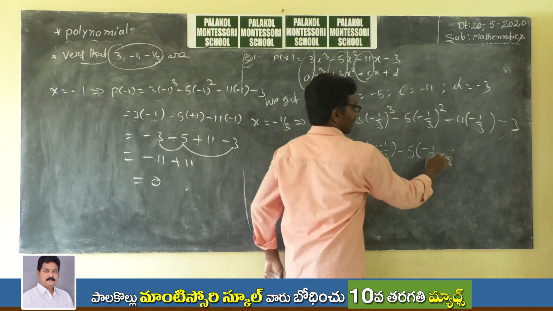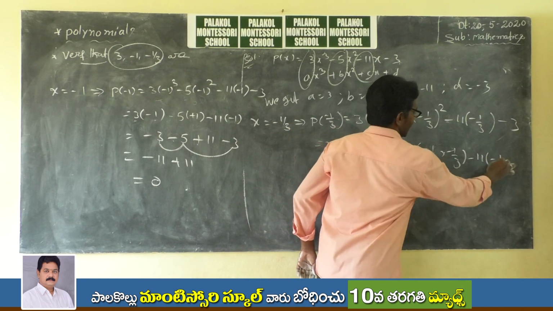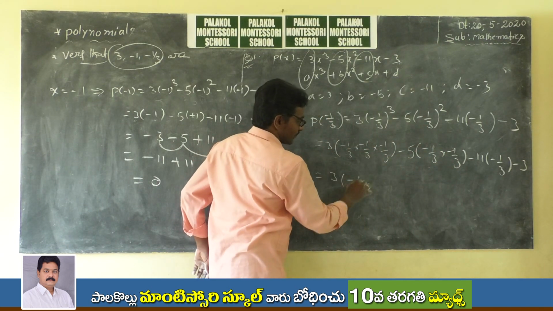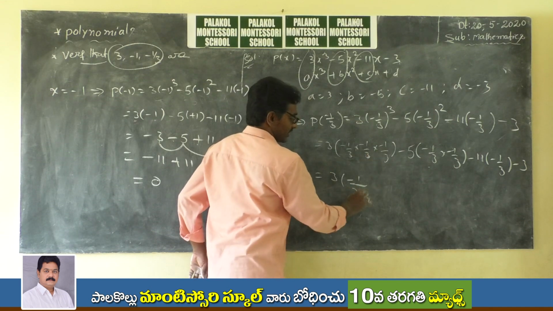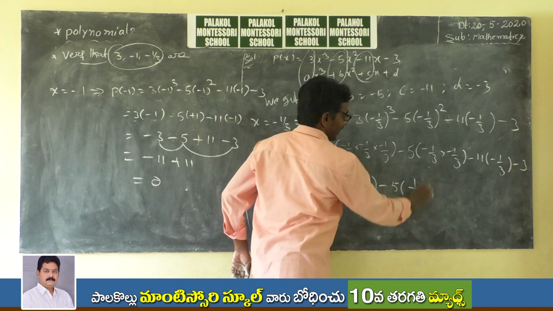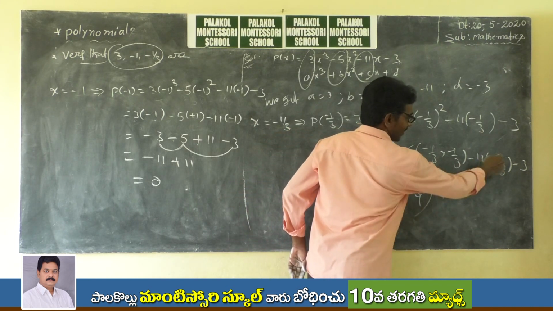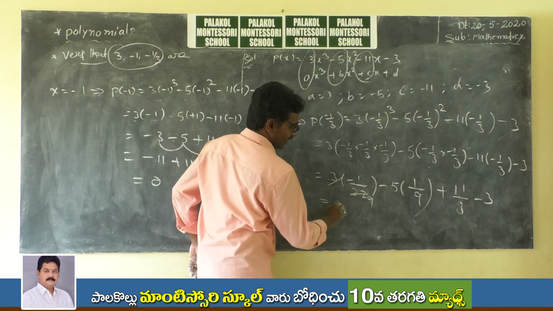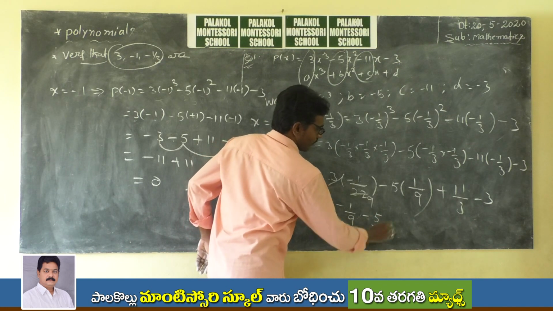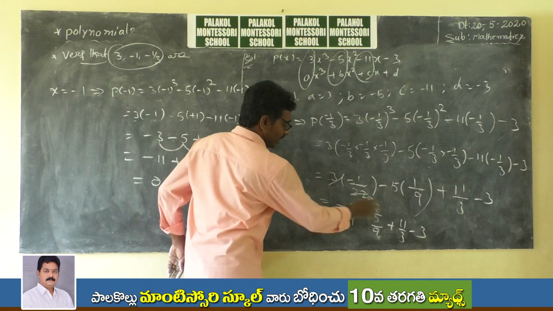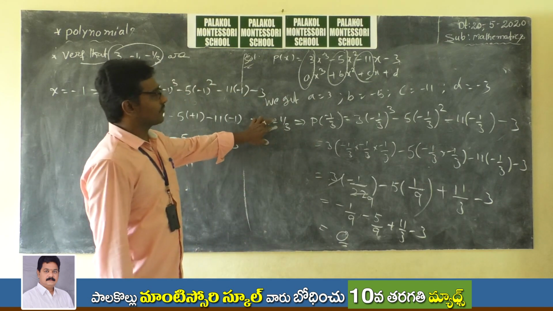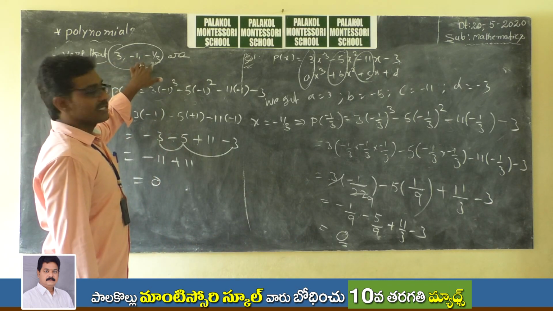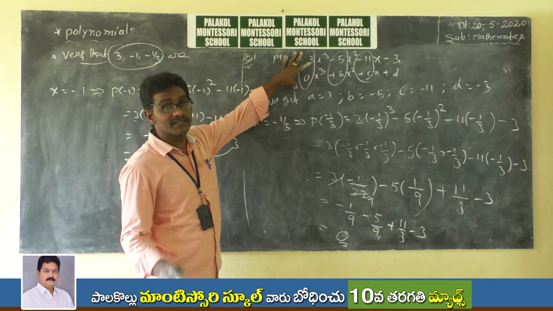Minus 5 of minus 1 by 3 into minus 1 by 3, minus 11 of minus 1 by 3, minus 3. So 3 times minus into minus into minus: minus 1 by 3 cubed is minus 1 by 27, so 3 over 27 gives minus 1 by 9. Minus 5 of 1 by 9, plus 11 by 3, minus 3. On simplification you get 0. So that means minus 1 by 3 is also a zero of this polynomial. Finally 3, minus 1 and minus 1 by 3 are zeros of p of x, but the sum is not over.